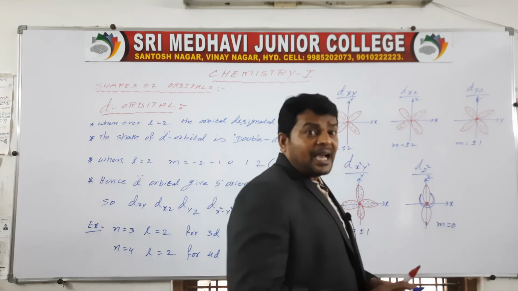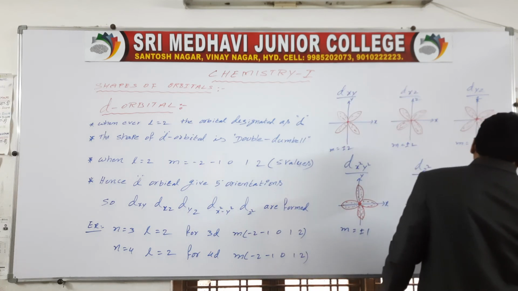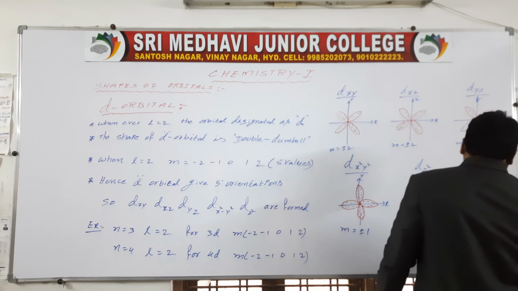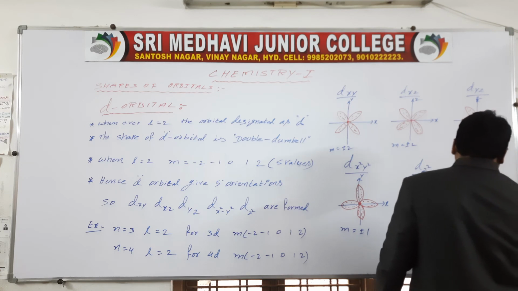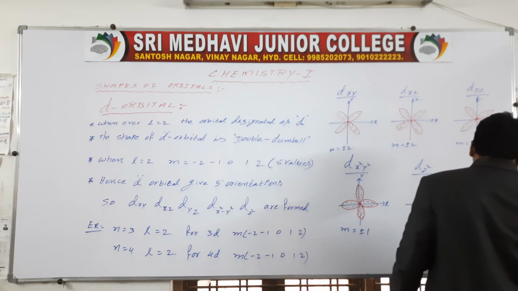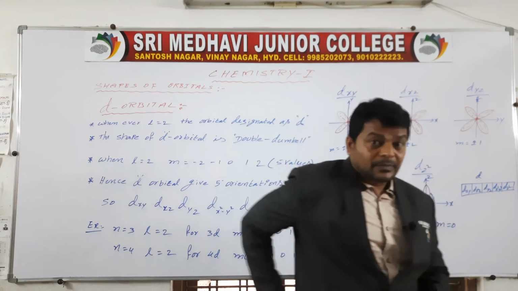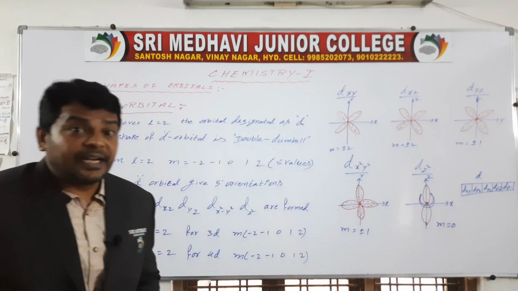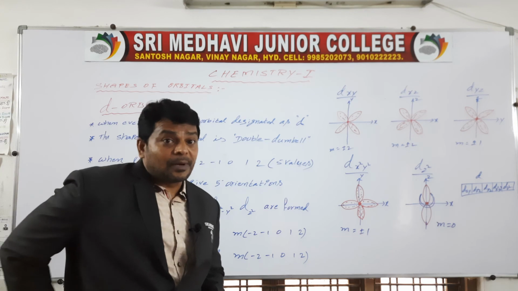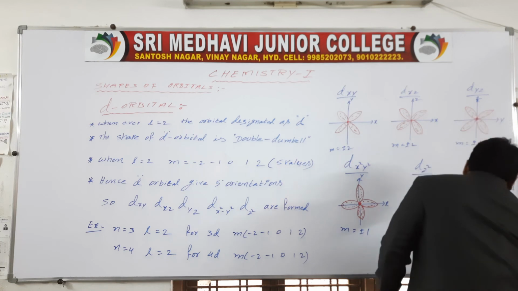Here d has 5 orbitals. The d subshell has 1, 2, 3, 4, 5: dxy, dxz, dyz, dx square minus y square, and dz square. All these orbitals of d are called degenerate orbitals.